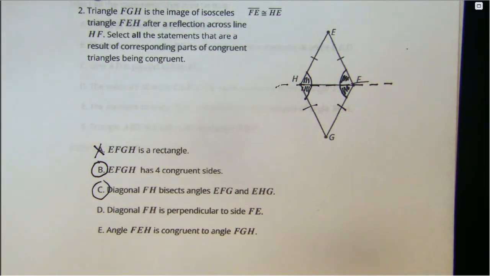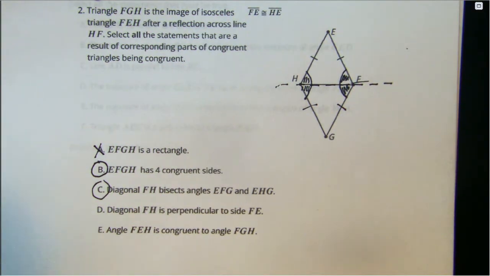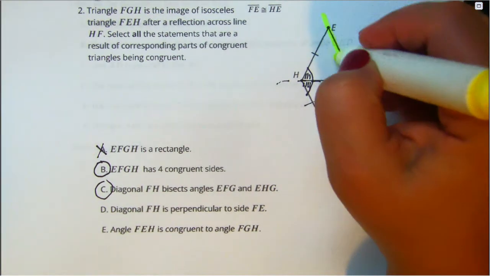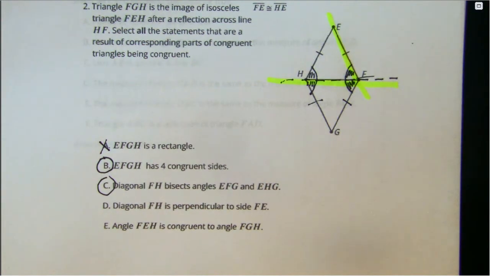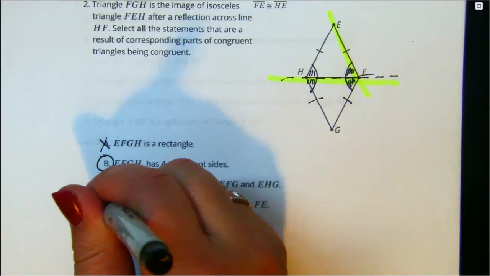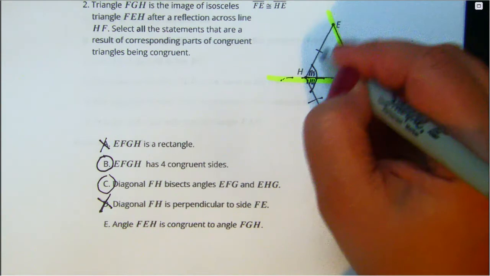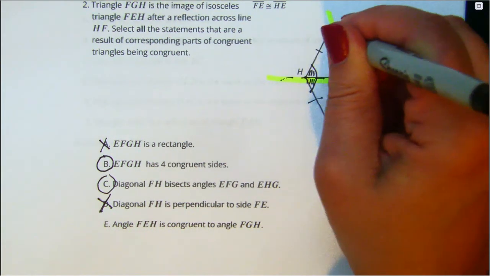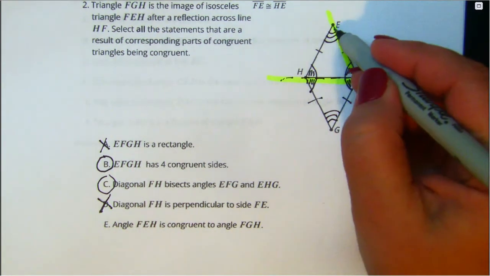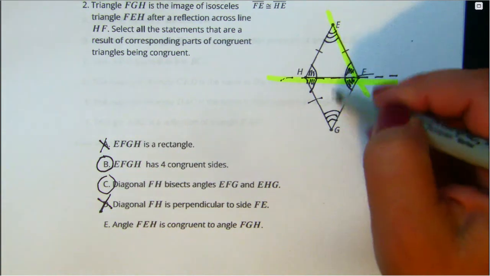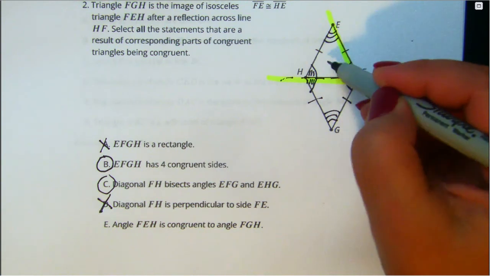Diagonal FH is perpendicular to FE. Here's FE. I'm going to highlight it. Does it look like FH is perpendicular to that? No. You can't assume by looking, and there's nothing to guarantee that that's making a 90-degree angle. And lastly, angle FEH, I'll use 3 marks here, is congruent to angle FGH. Those two angles correspond to each other. They're in the same location. And because these two triangles are congruent, corresponding parts of congruent figures are congruent.